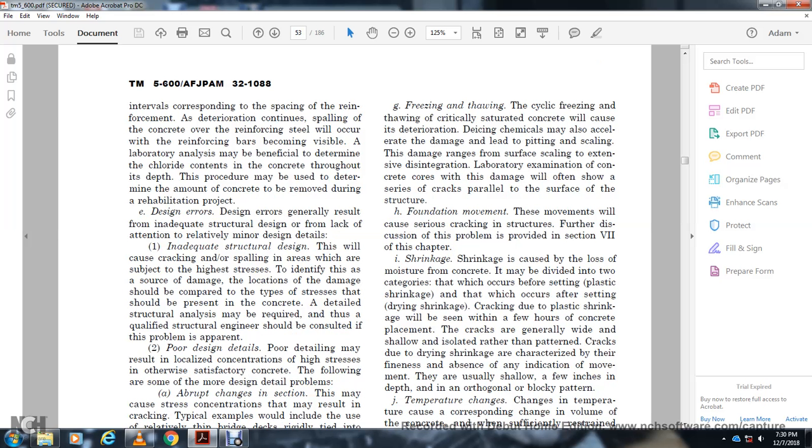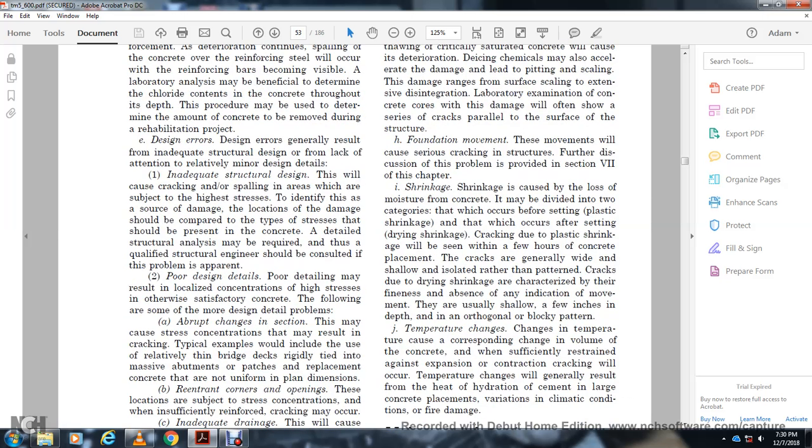apparent. Poor design detail. Poor detailing may be the result of a localized concentration of high stress in otherwise satisfactory concrete. The following are some of the more common design detail problems. Abrupt change in section. This may be the cause of stress concentration, and may result in cracking.